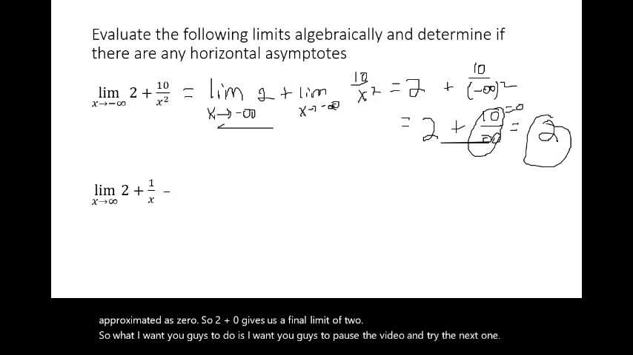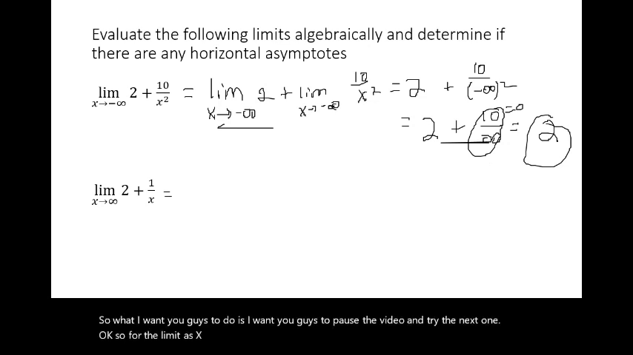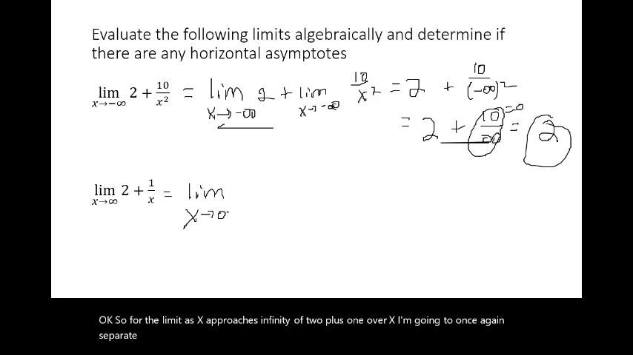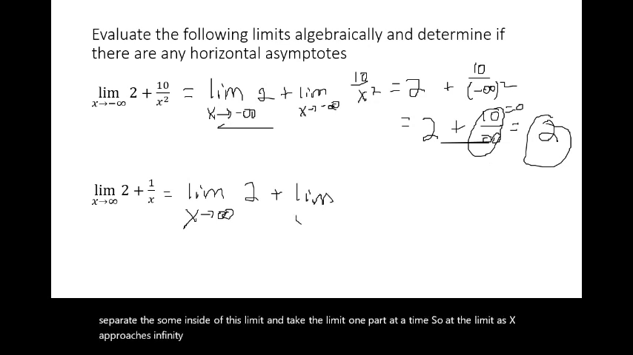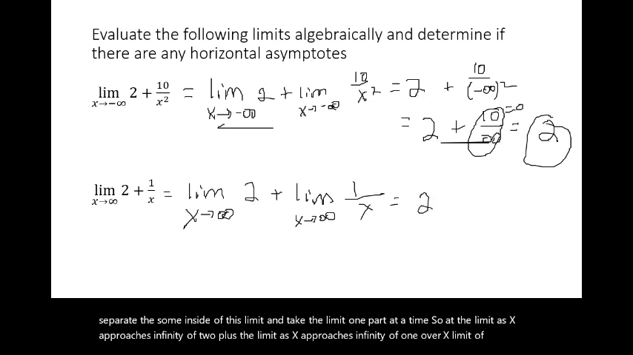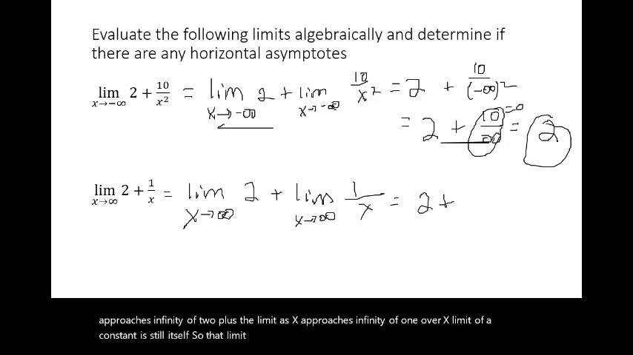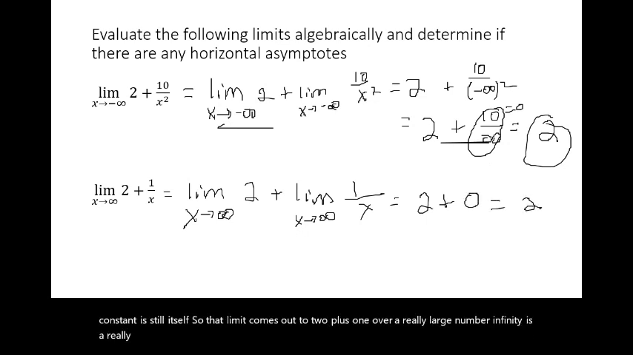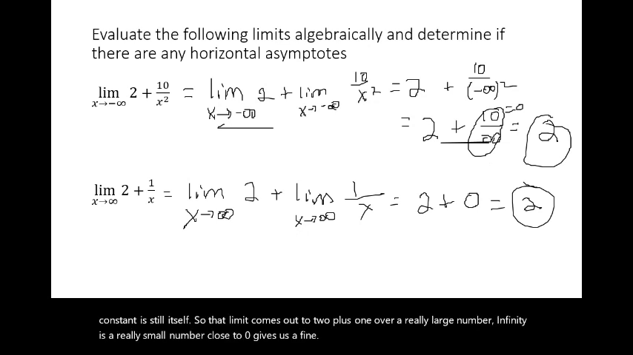Okay, so for the limit as x approaches infinity of 2 plus 1 over x, I'm going to once again separate the sum inside of this limit and take the limit one part at a time. So I have the limit as x approaches infinity of 2 plus the limit as x approaches infinity of 1 over x. Limit of a constant is still itself, so that limit comes out to 2, plus 1 over a really large number, infinity, is a really small number close to 0, gives us a final limit equal to 2.